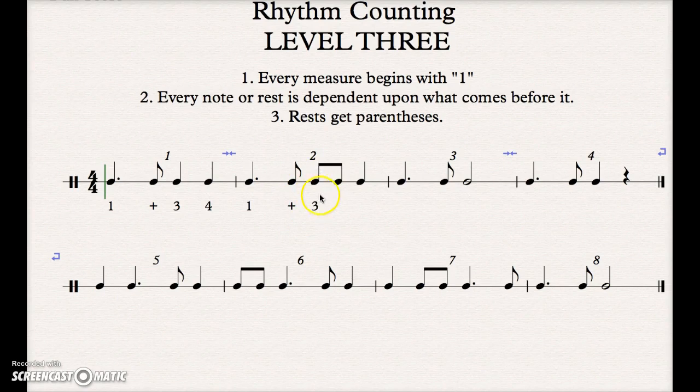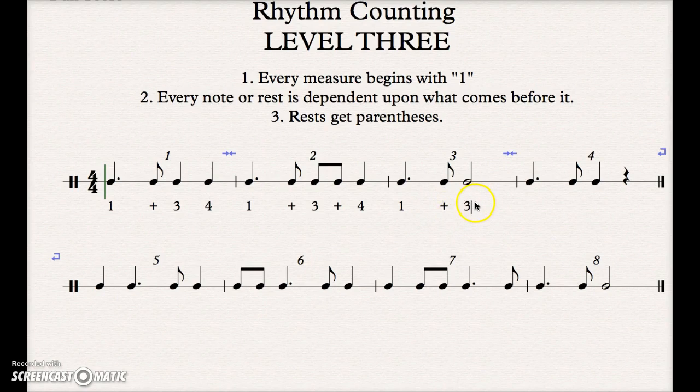We can call this 3. This is only an eighth note now, so we cannot go on to beat 4 yet. We have to call that the and of 3. Now we've finished beat 3 with these 2 eighth notes together, and we call that beat 4. Here's a bar line, starts with 1. Again, from previous measures, what we've learned here, this is the and of 2.